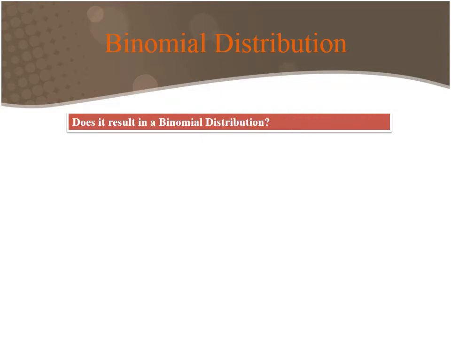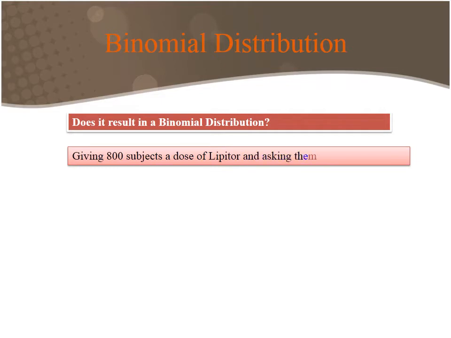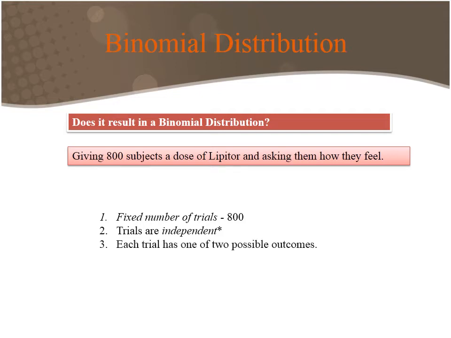So let's take a look at another situation. Giving 800 subjects a dose of Lipitor and asking them how they feel. Going through the four criteria, there were a fixed number of trials here, 800. The trials are again independent because how one person feels doesn't affect how another person feels. Does each trial have one of two possible outcomes? Well, if we're asking them how they feel, you can imagine the array of different responses that we'd get.